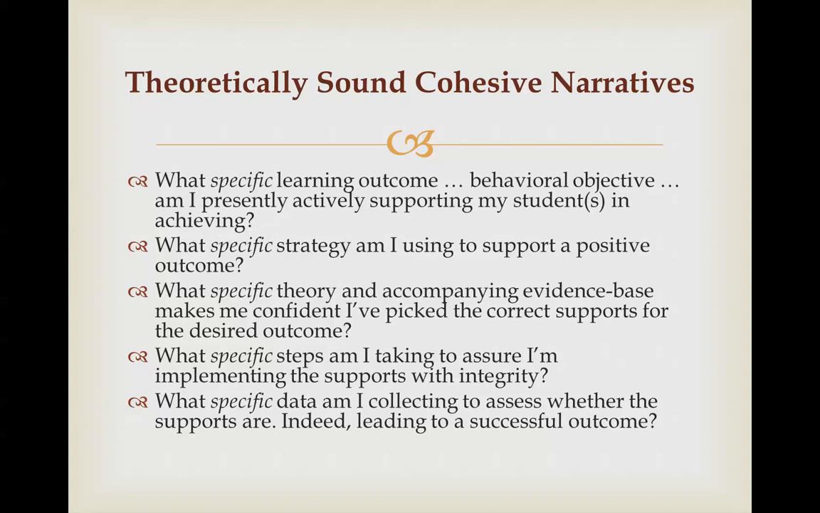So a set of questions that I like to ask my students, and that I like to ask anyone who's endeavoring to shape learning or shape behavior change: What specific learning outcome, behavioral objective, am I presently actively supporting my students in achieving? What specific strategy am I using to support a positive outcome in that regard? What specific theory and accompanying evidence base makes me confident I've picked the correct supports for the desired outcome? What specific steps am I taking to ensure I'm implementing those supports with integrity? And what specific data am I collecting to assess whether the supports are indeed leading to a successful outcome?